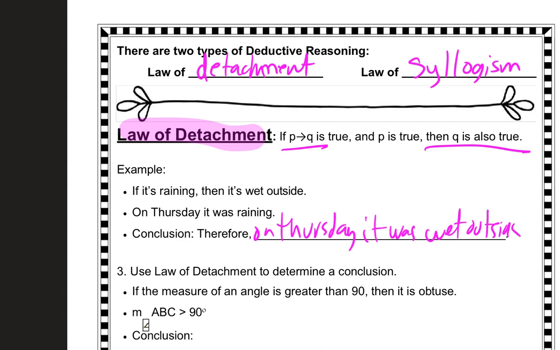All right, so let's use the law of detachment to determine a conclusion on this one right here. If the measure of an angle is greater than 90, then it's obtuse. The measure of angle ABC is greater than 90. What's your conclusion? Well, if the measure of an angle is greater than 90, it's obtuse, and the measure of this angle is greater than 90, then we can say that angle ABC is obtuse, right? That's using the law of detachment with math. If we know that if it's greater than 90, it's obtuse, and this is greater than 90, hey, it has to be obtuse.